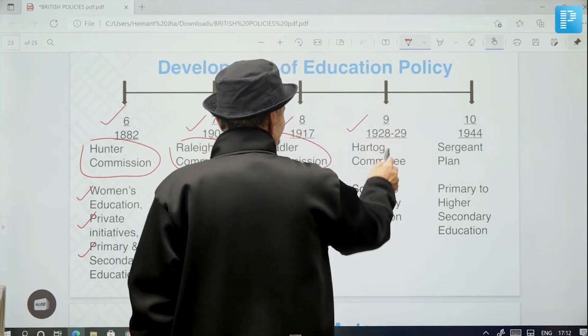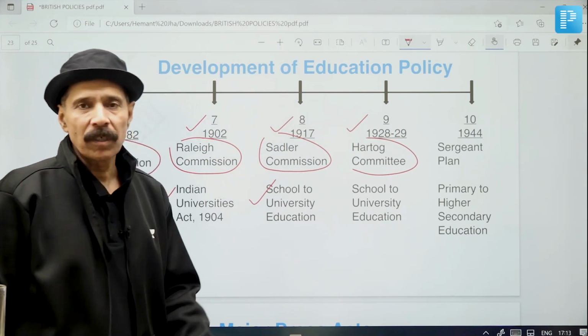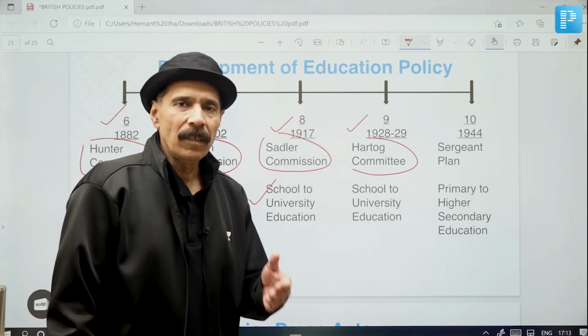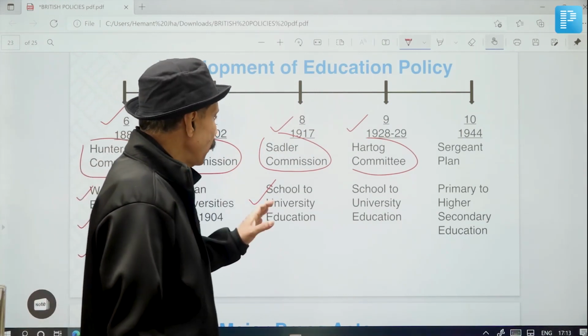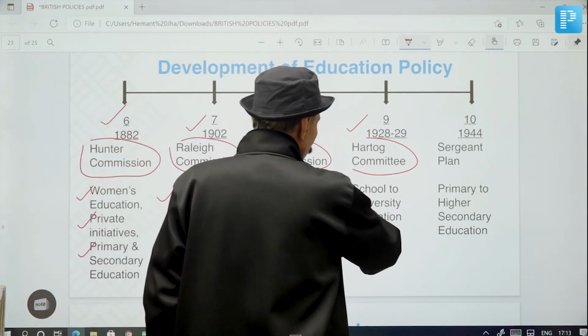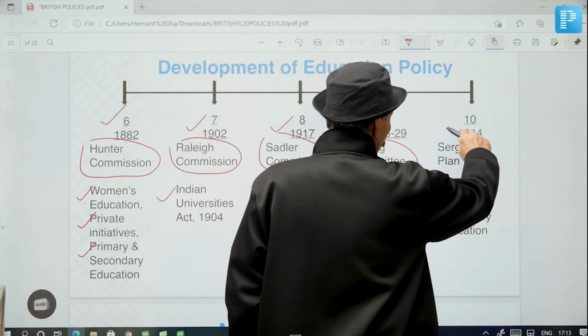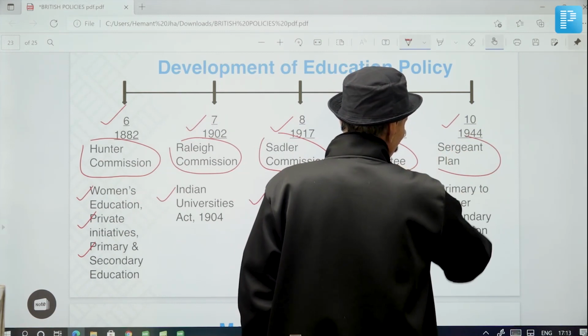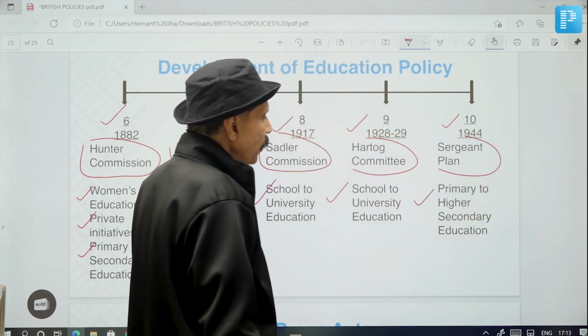Number 9 is Hartog Committee, and the Hartog Committee was a subcommittee of the Indian States Committee, known as the Butler Committee, which I have discussed. And this presented recommendations related to school to university education. And last, 1944, Sargent Plan, and this was related to primary to higher secondary education.